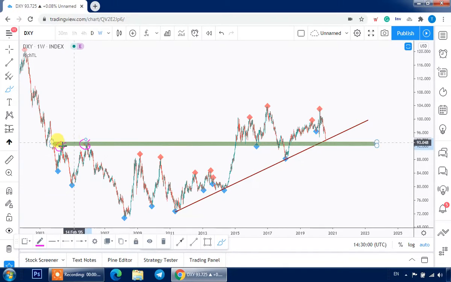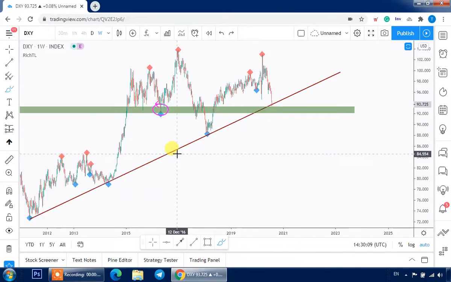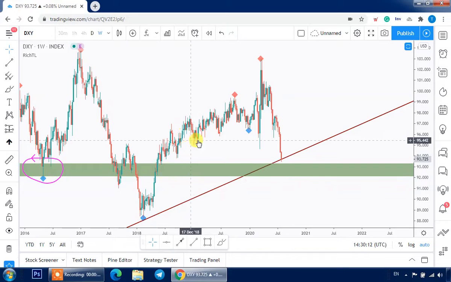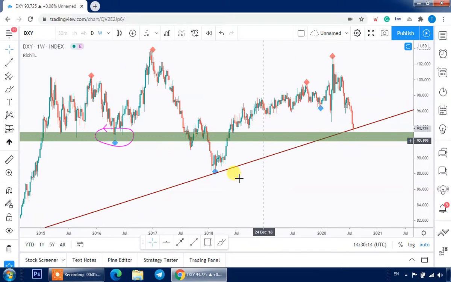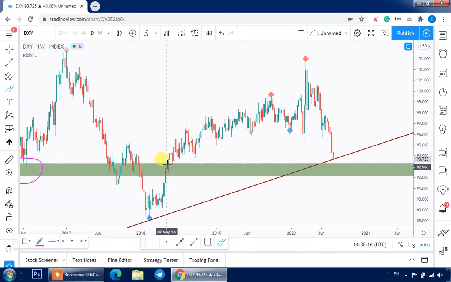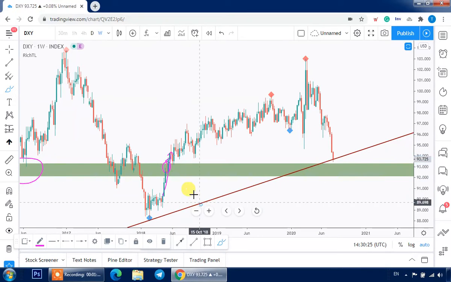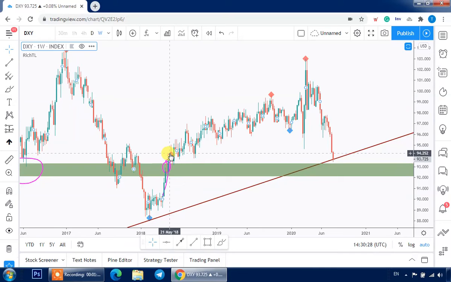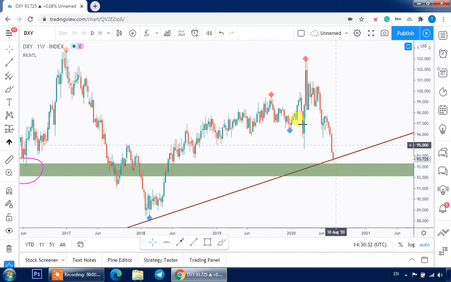As you can see, many rejections from here and here as well, so we can expect a rejection as price approaches this area here. And if we zoom in a little bit, we can see that this green support is also acting as demand, as this red candle is the only bearish candle not related to this bullish movement. So we've got a demand, support, and non-horizontal support in brown.